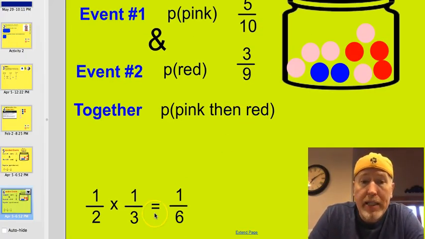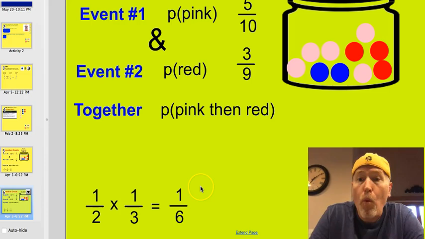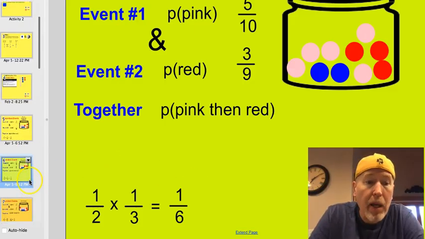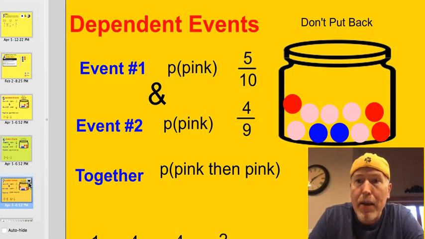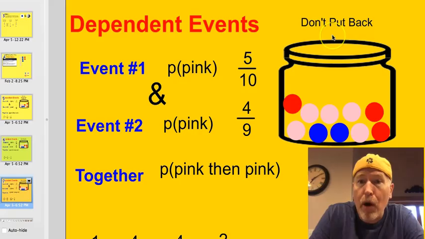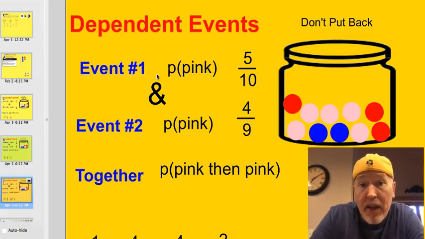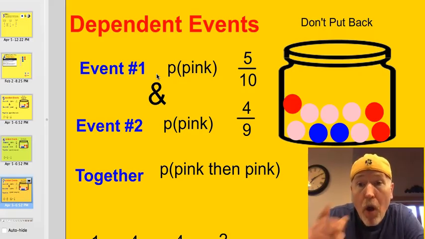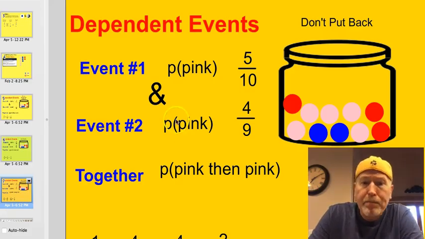So we just multiply these guys together. Here's that first event, probability of pulling the pink, and probability of pulling a red. Multiply them together, and we've got a 1 in 6 chance of doing that. These are dependent events. We didn't put the marble back. And again, here's another dependent event. Again, we're not going to be putting the marble back. But this time, the first event is trying to pull a pink, and then the second event is trying to pull a pink too. Watch what happens.